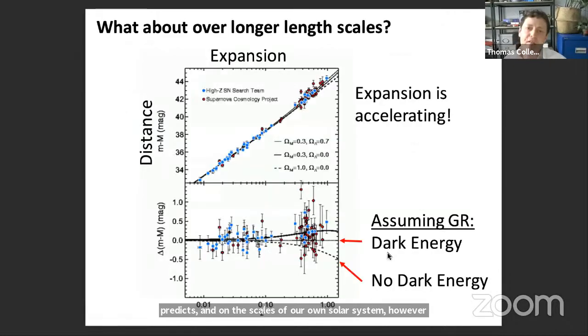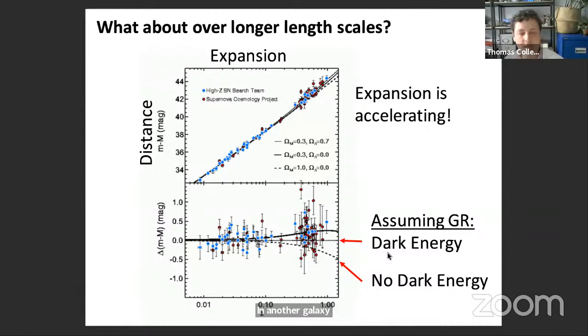However, we don't actually have very good measurements of how space-time curves over longer length scales, or where you have a more massive object than just the sun. It's incredibly hard to make these measurements, and I'll be telling you about a precise measurement in another galaxy. But let me first tell you why it's perhaps interesting to ask the question, could there be deviations from general relativity on longer length scales than just inside our solar system?